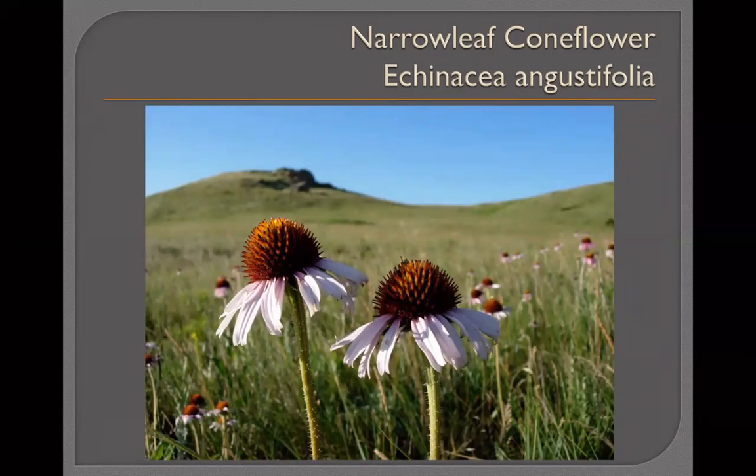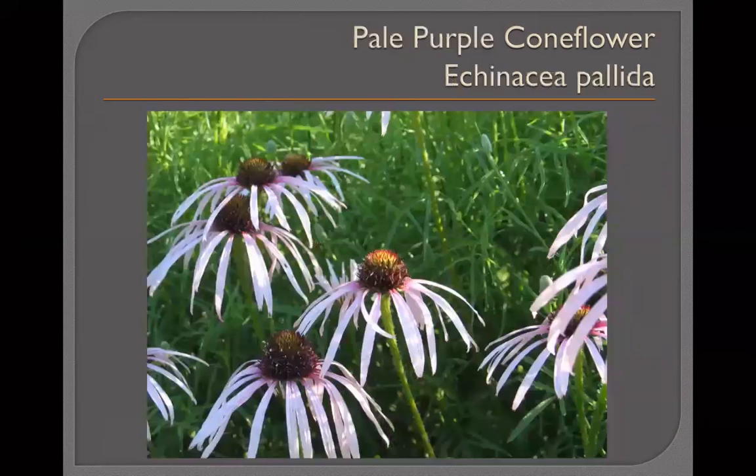Does not appreciate a lot of heavy organic matter. Will survive in our clay soils as long as the water can get away from the crowns of the plants. Pale coneflower, longer ray petals, gets a little bit taller, member of the tallgrass prairie, 3 to 4 feet tall, again blooms in May and June, but gets quite a bit taller than the narrowleaf coneflower.